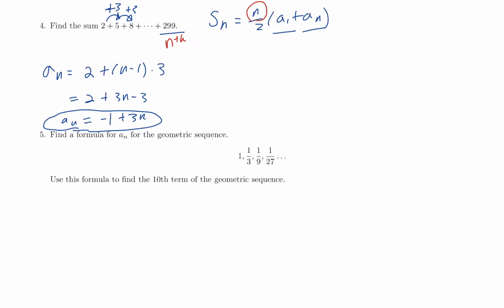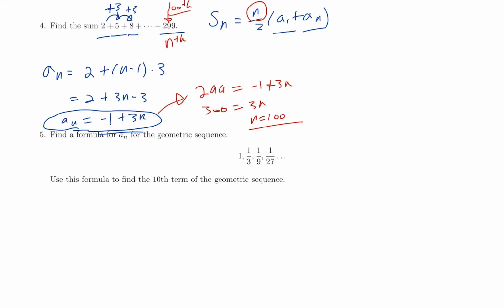And we can test it. If you plug 1 in here, you get 2. If you plug 2 in, you get 5. If you plug 3, you get 8. So now using this, we need to know what n is needed to get 299, the term number for 299. Solving for n, we get 300 equals 3n. N is 100. So this is the 100th term.